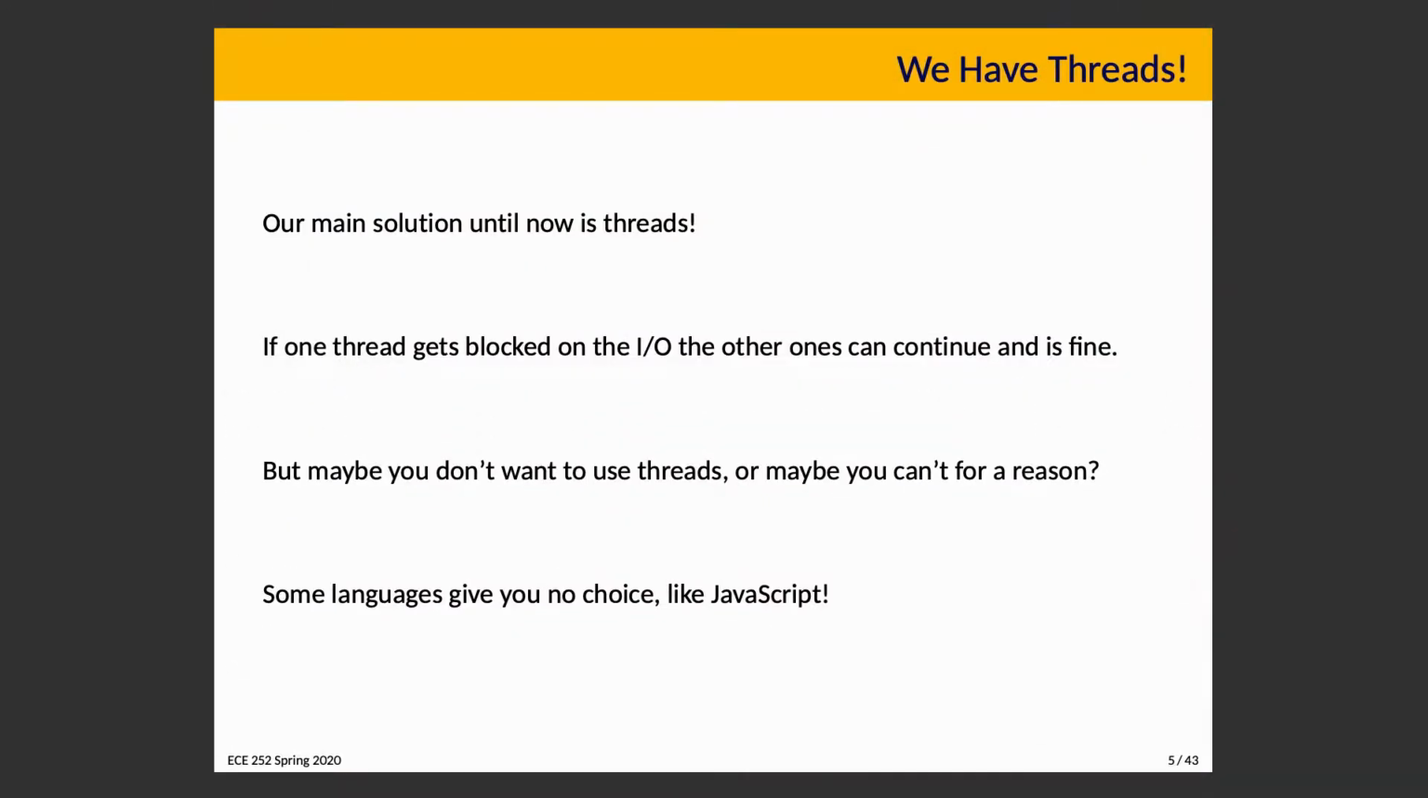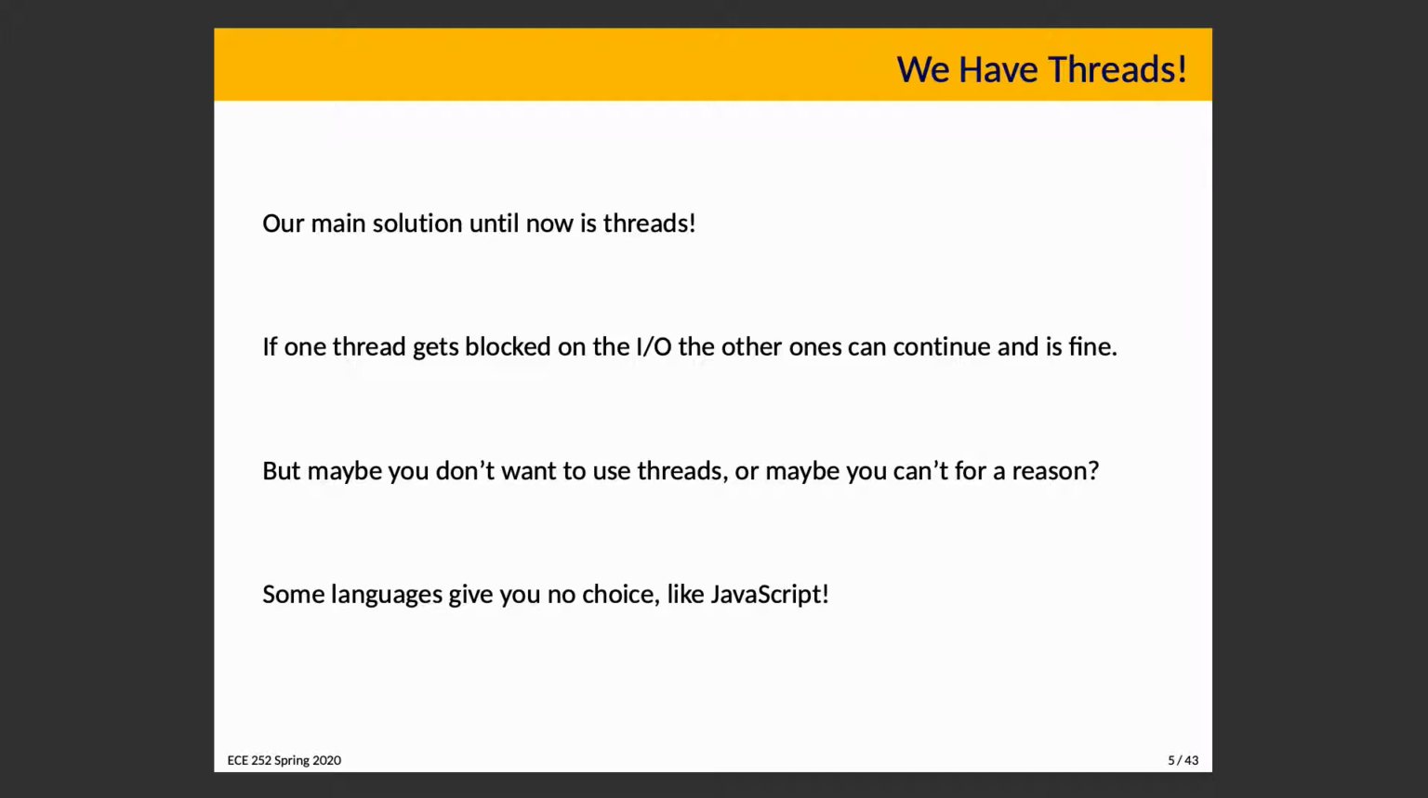Now, our main solution up until now has been threads, right? If a thread is going to get blocked on a read, we could create a new thread, and that thread can handle the I/O, and we'll carry on in a different thread. Totally normal. Perfectly fine. We're used to that. Maybe you don't want to use threads. Maybe you're worried about race conditions. Maybe you're concerned about the overhead of thread stacks.